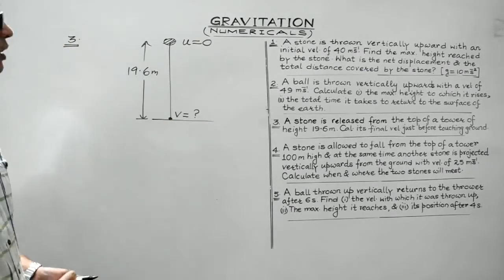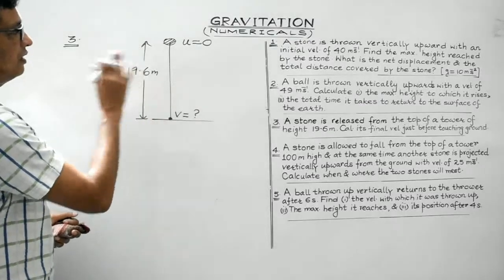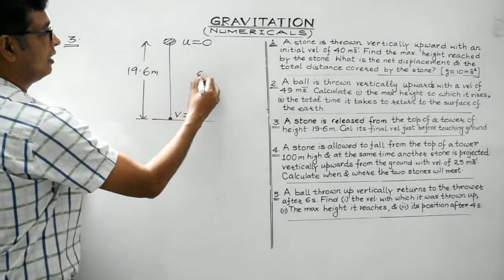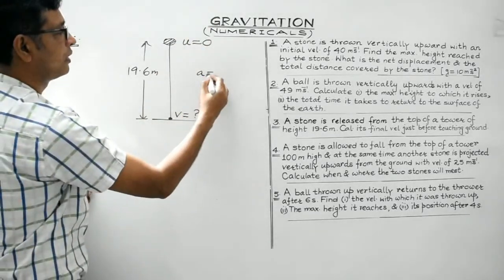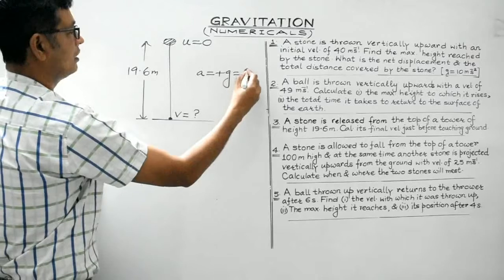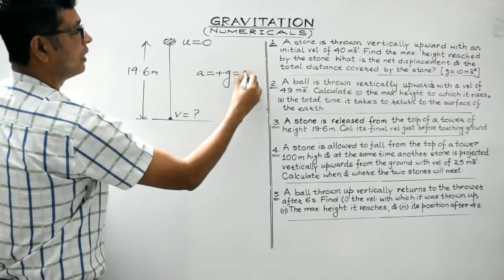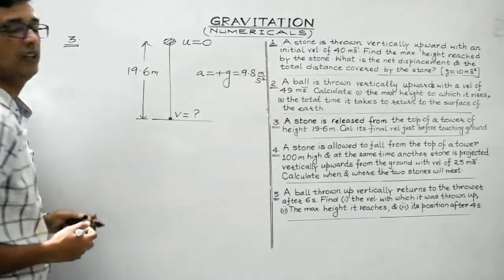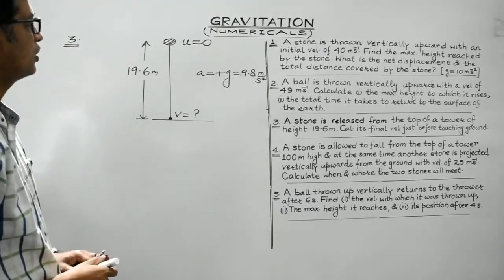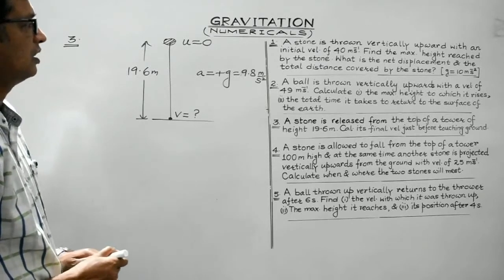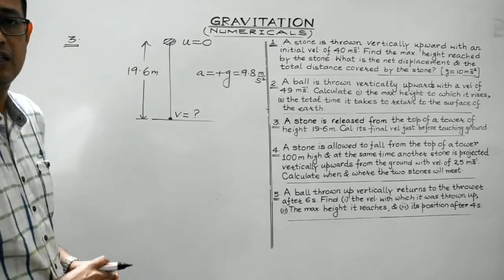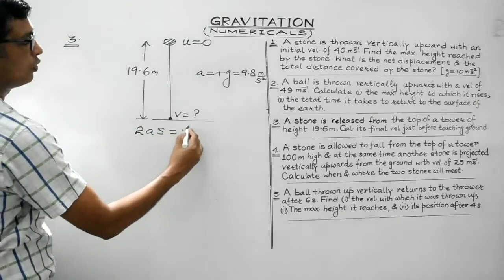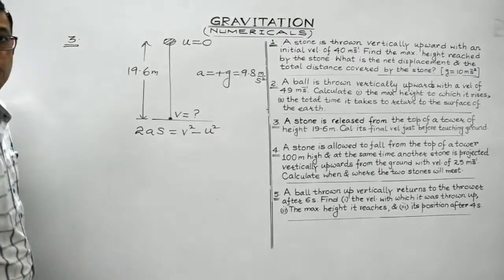So it's relatively simple. u is known to us, v is to be determined, s is also given, right? And a, during the vertically downward motion, is to be replaced by plus g, and it is 9.8 meter per second square. So let's make use of the third equation of motion. That can easily give us the answer. The third equation of motion is 2as equals v square minus u square.